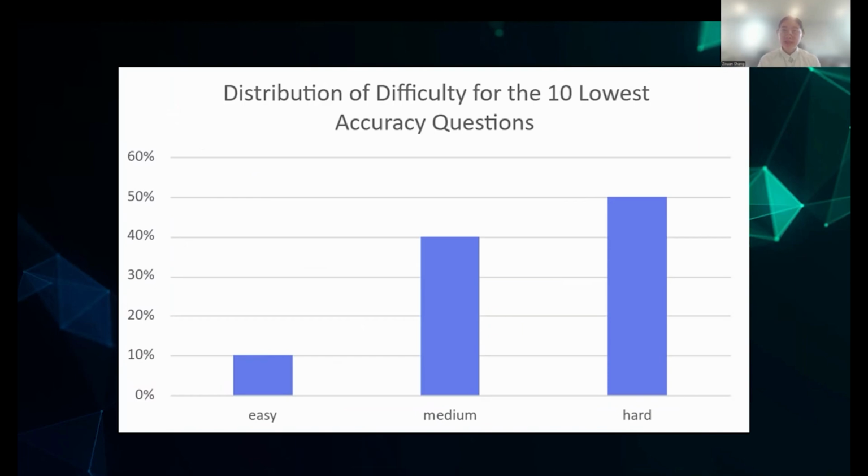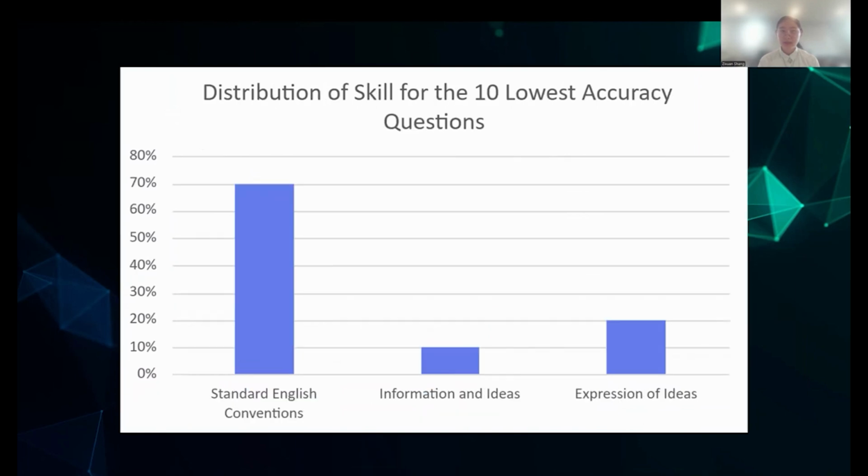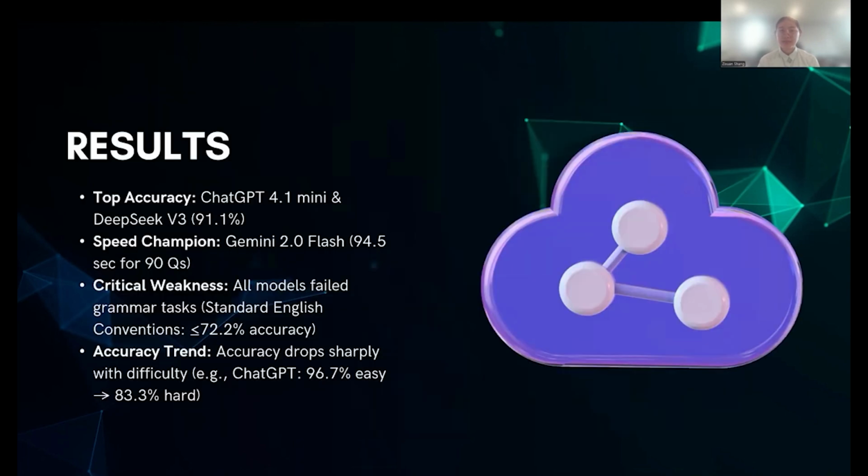Here's the distribution of difficulty for the 10 lowest accuracy questions. This is pretty common sense, but as the difficulty increases, the proportion of the questions in the lowest accuracy questions increases. Here is the distribution of skill for the 10 lowest accuracy questions. Standard English conventions itself took up 70% of these questions, meaning that most models struggle with this type of question a lot. And following it are expression of ideas and information and ideas.